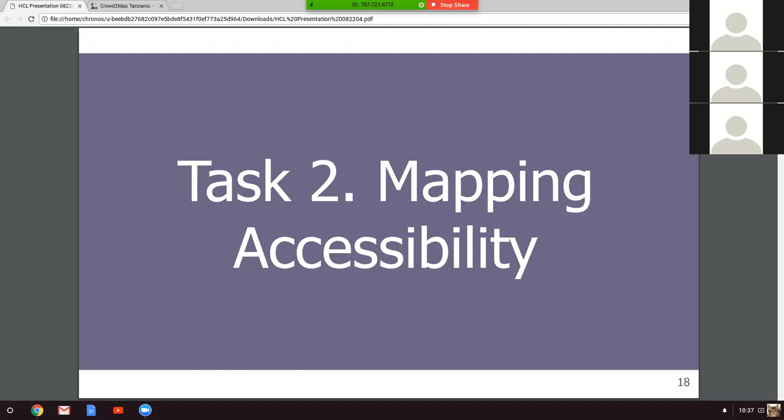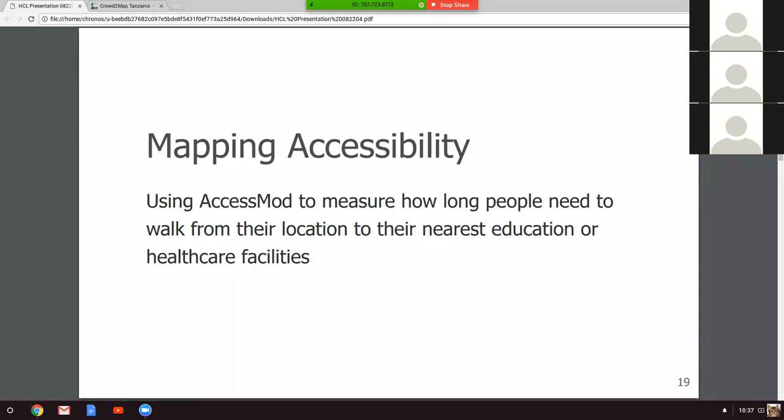And the second task is to map accessibility. What does it mean? It means using AccessMod to measure how long people need to walk from their location to their nearest education or healthcare facilities.